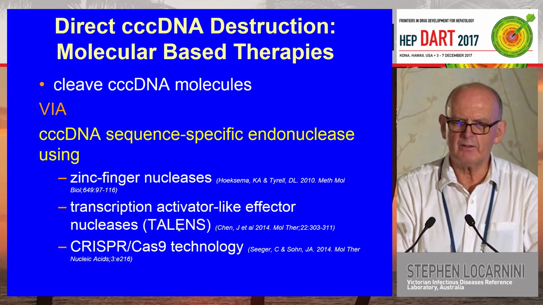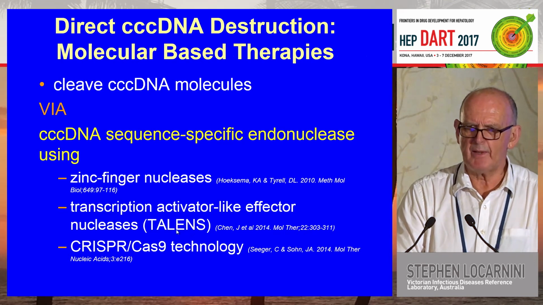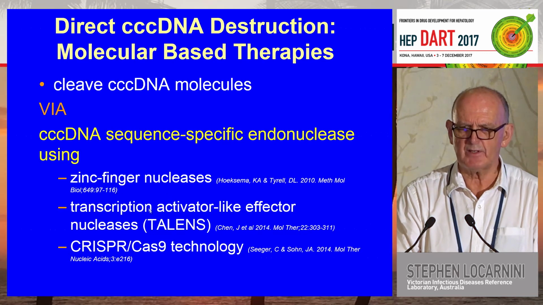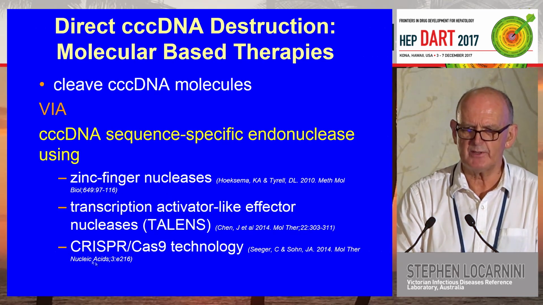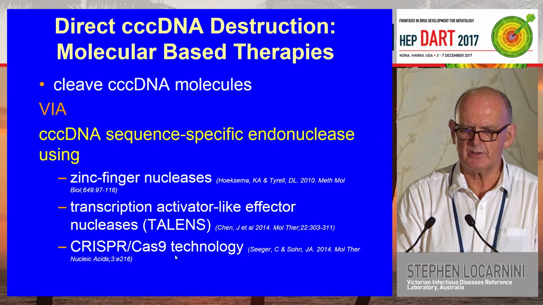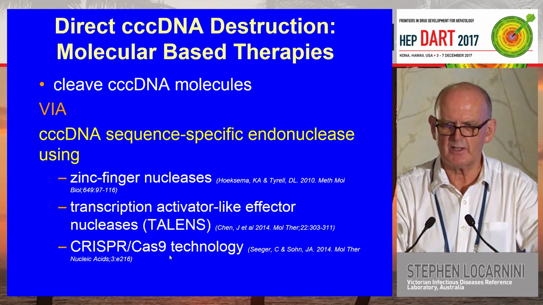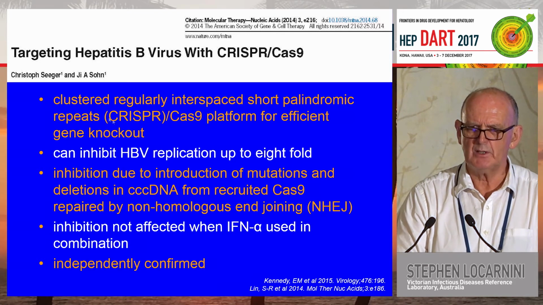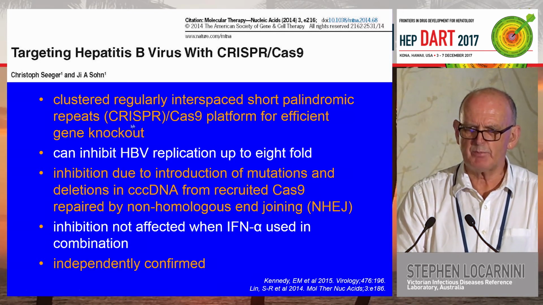And in the era of these molecular-based therapies, we can now think about therapeutic approaches where we can cleave cccDNA molecules via sequence-specific endonucleases. A number of these have been published recently, and we'll hear a bit more about these as the program progresses. The zinc finger nucleases, the TALEN structures, but really there's been a lot of interest and investment in the CRISPR-Cas9 technology.